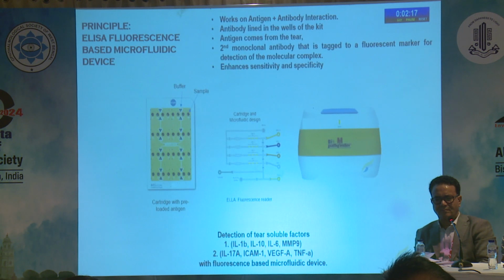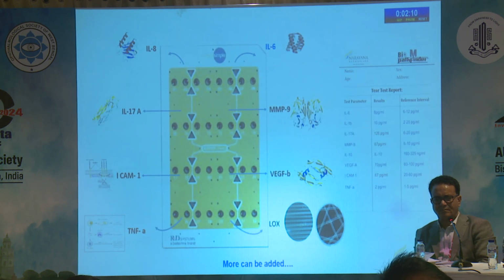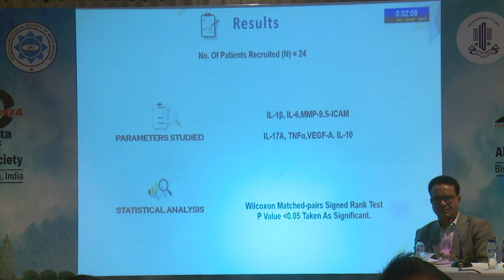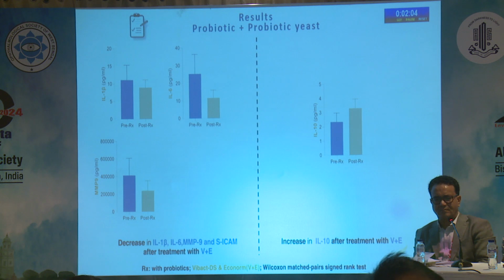All the tests were done. The biomarker test was done using the BioPath Finder. Basically, it is an antigen antibody reaction. And when you look at the results, we found something very interesting. In patients who consumed both probiotics and probiotic fungus, there were lower levels of inflammatory markers.